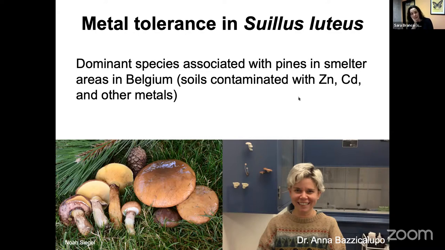And so when I started my first lab, I hired a very, very talented postdoc, Dr. Anna Bazzicalupo, to basically unveil the genetic basis of metal tolerance in Suillus luteus. And let me give you a little bit more information on this species.